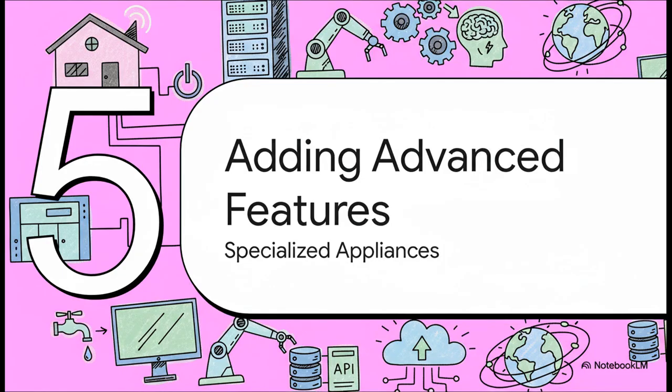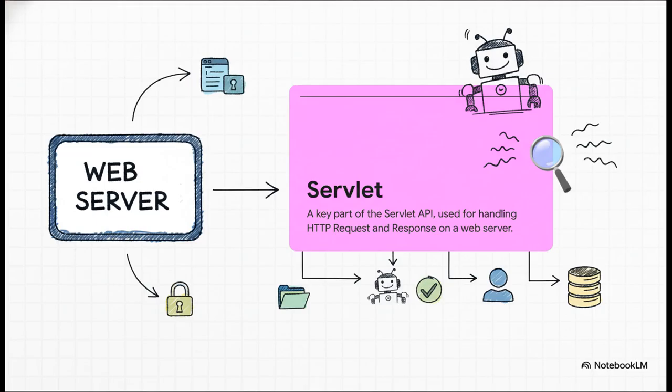All right, now we get to the really fun stuff. Our house is built, the power's on, the water's running. Now it's time to install the specialized appliances. The high-tech gadgets that do very specific, very cool jobs. First up, we've got something called a servlet. You can think of this as a little expert program that lives on your web server. When a really specific request comes in, like you trying to log in or submit a complicated form, the server just hands it off to the right servlet, which knows exactly what to do.